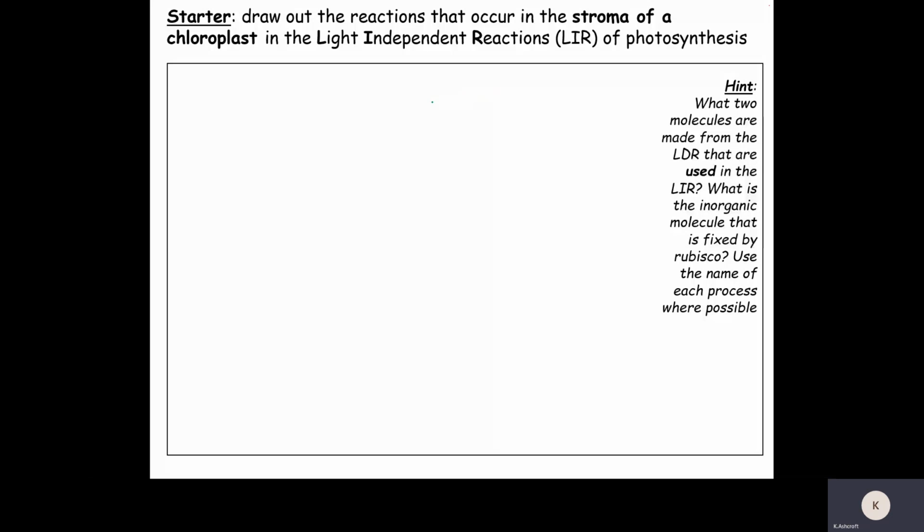So before we actually get to the exam question, it's probably good practice to remind ourselves of the Calvin cycle. So if you guys would like to pause the video and have a quick go at the Calvin cycle, and then just click play, and you can compare it to the one that we've got on the screen.